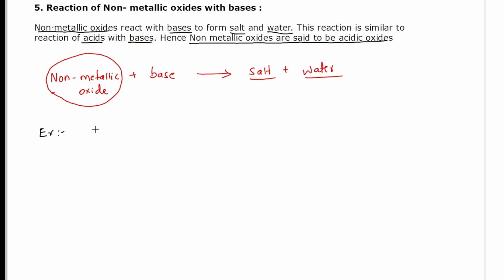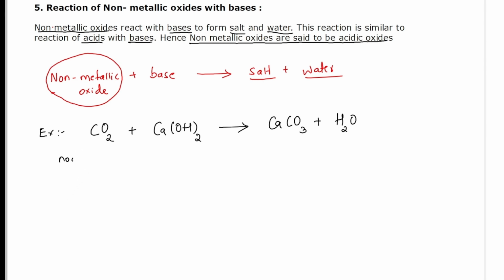Consider a non-metallic oxide, that is carbon dioxide, CO2. This is the oxide of carbon. Carbon is a non-metal, so this is a non-metallic oxide, which is going to react with a base, that is calcium hydroxide. Here, the reaction takes place to form calcium carbonate, which is a salt, along with the formation of water.